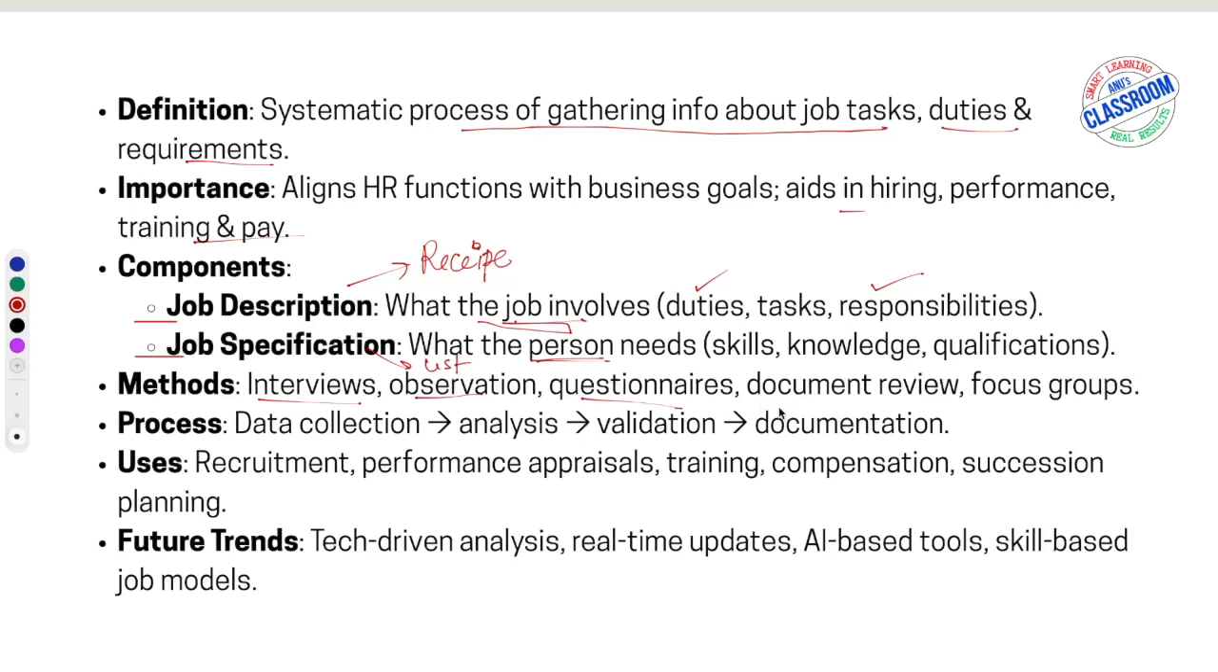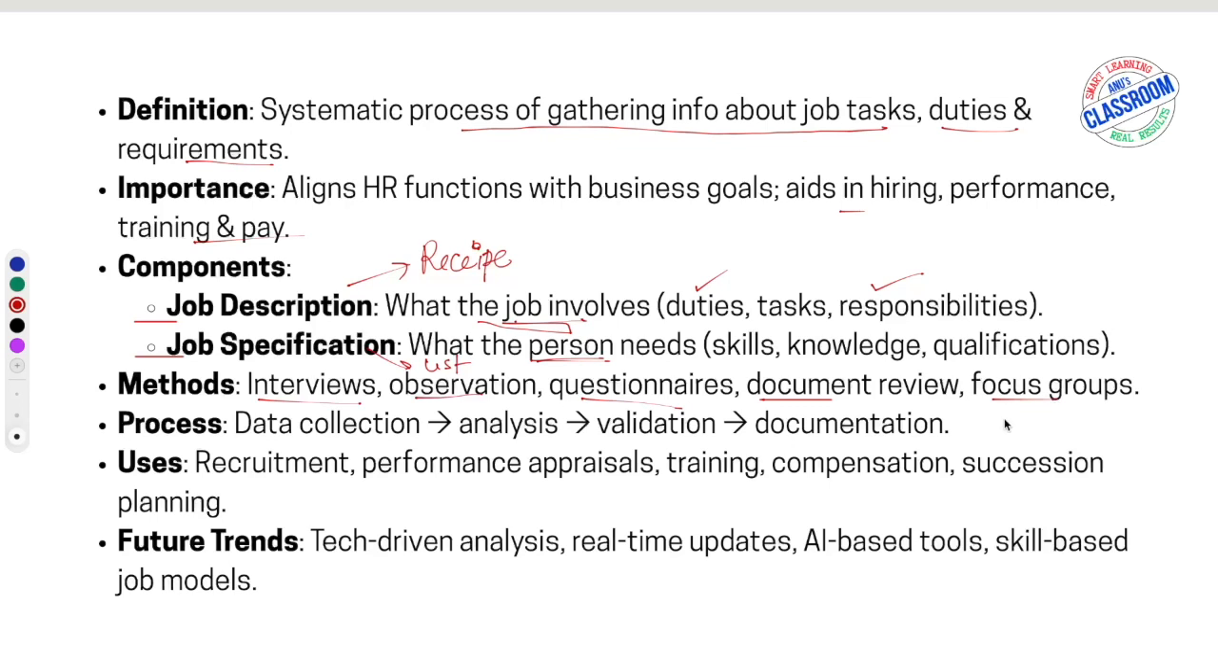Then there is another method that is called document analysis. This method is all about checking the existing job descriptions, manuals, and performance reports. This is a very cheap method. It is very quick also. But the problem is that you might get outdated information.